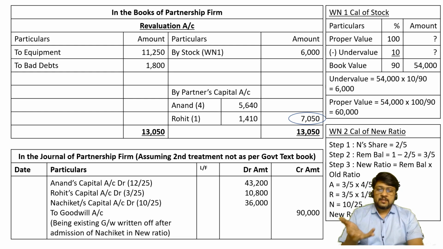Sir, this is a dangerous thing because Nachiket capital account will get debited. That means Nachiket capital account will go down. He has brought in 1,20,000 rupees capital and now his capital account is getting debited by rupees 36,000. It means his capital account will fall down, go down, his closing balance will be reduced. Yes, what you are saying is true. So sir, this is a dangerous treatment. Yes, it's a dangerous treatment. Should it be done? Yes, it may be done.